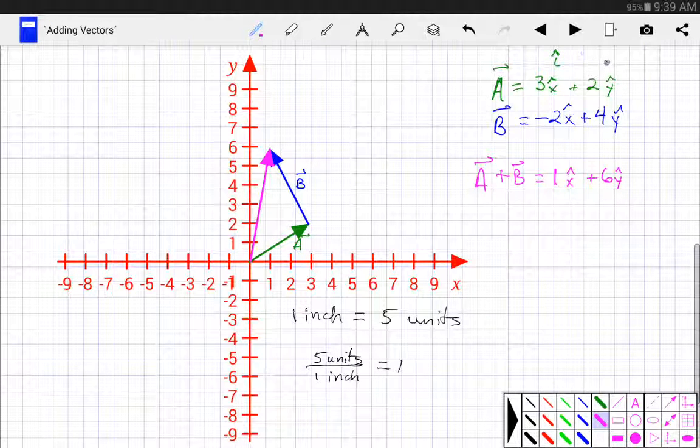By the way, I had i hat. The corresponding one is j hat for the y direction if you're using that. And if you were using a three-dimensional vector, it would be k hat in the place of z hat.